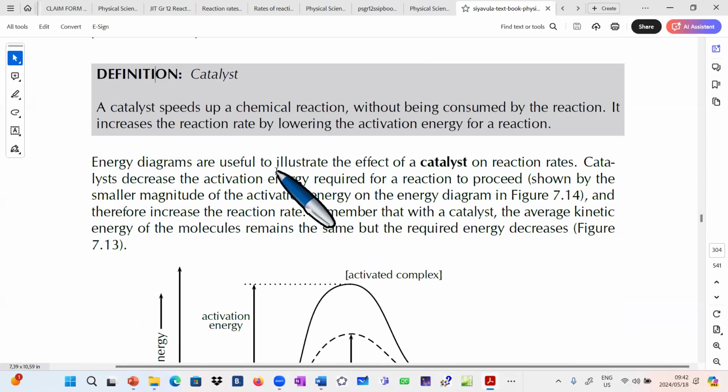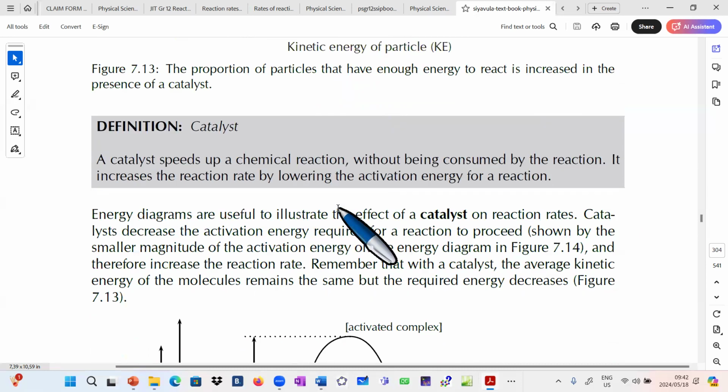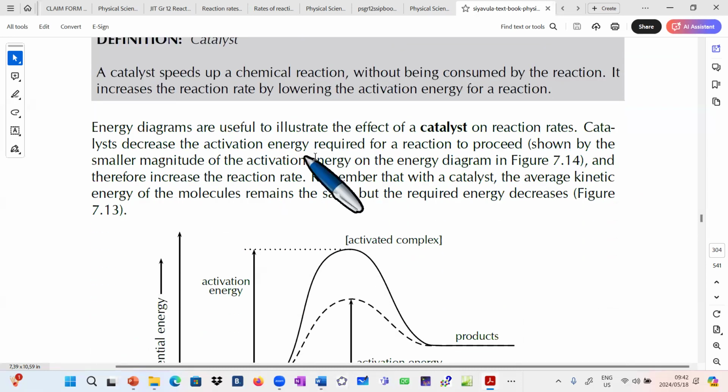Energy diagrams are useful to illustrate the effect of a catalyst on reaction rates. What do catalysts do? Catalysts decrease the activation energy required for a reaction to proceed, and therefore increase the reaction rate.